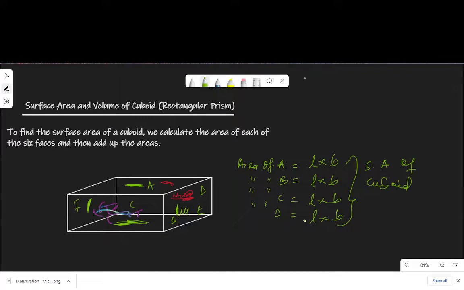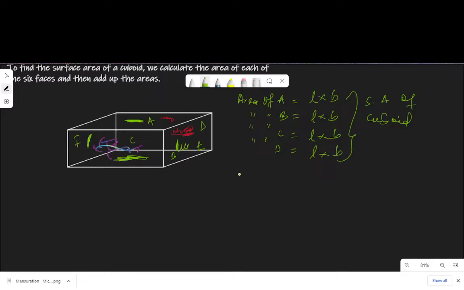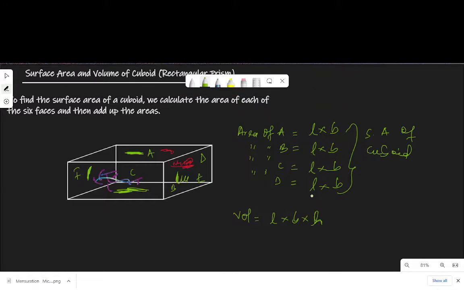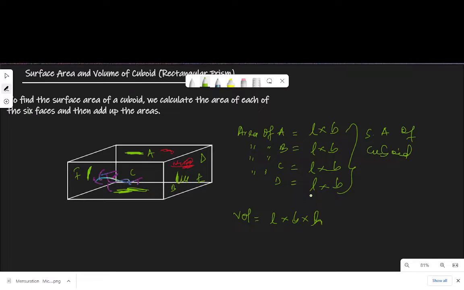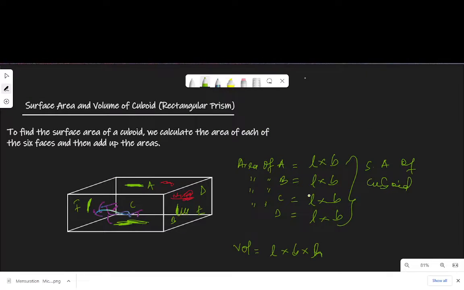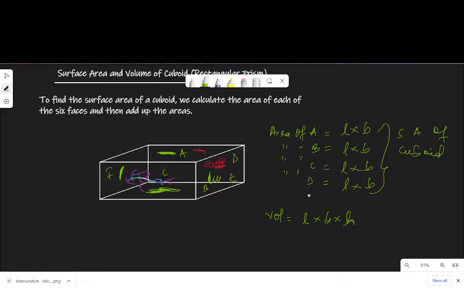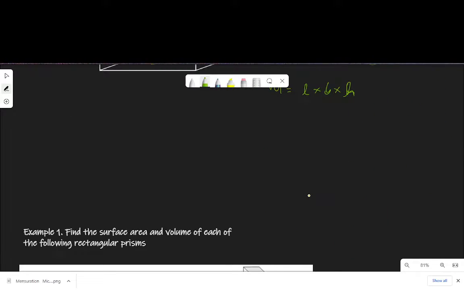Volume, on the other hand, is straightforward. Volume is length times breadth, or width, times height. That will give you the volume of a rectangular prism. I think when we take some worked examples, we understand it better. And so let's move into some examples right away.